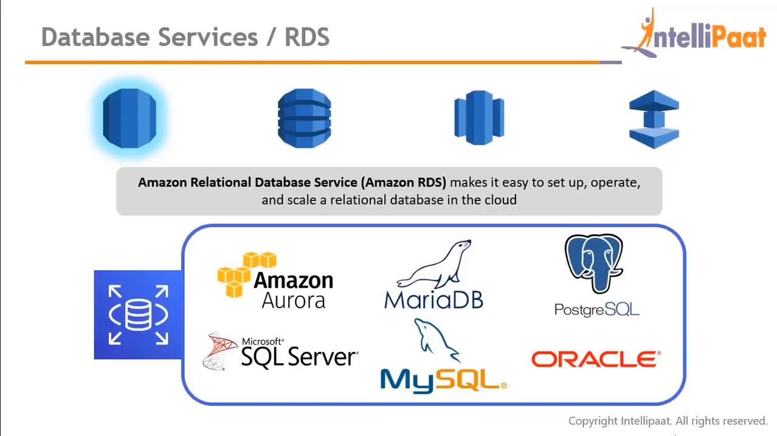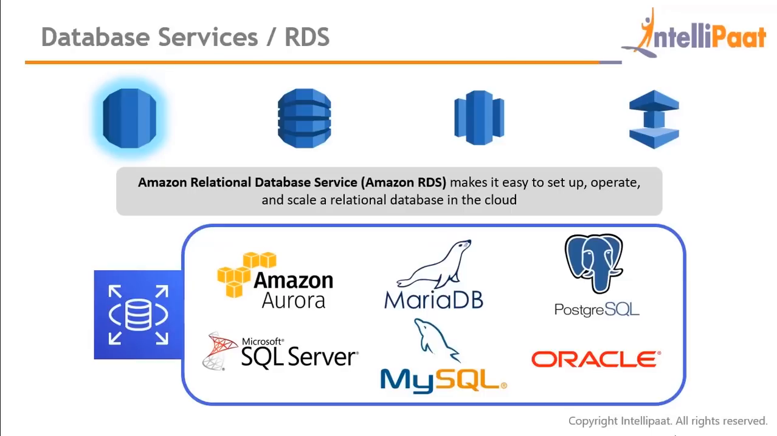The first one, RDS, is Amazon Relational Database Service. It is very easy to set up, operate, and scale a relational database in the cloud. And Amazon RDS provides you with 6 different options. The first one is Amazon Aurora, then MariaDB, then PostgreSQL, then Microsoft SQL Server, MySQL, and Oracle Database. So what can you do with these? Basically, if you want a SQL service or a database service, you could opt for any one of these database services like MySQL or Oracle Database and use those services like they are in your local system.